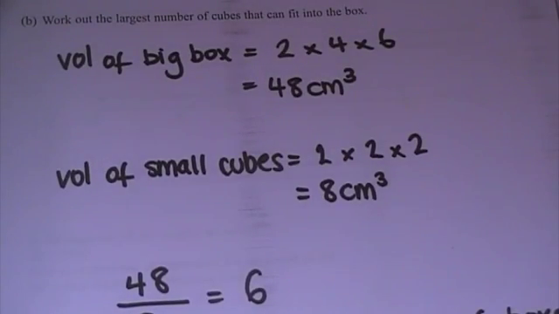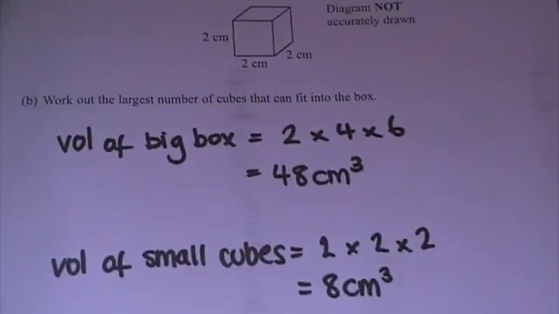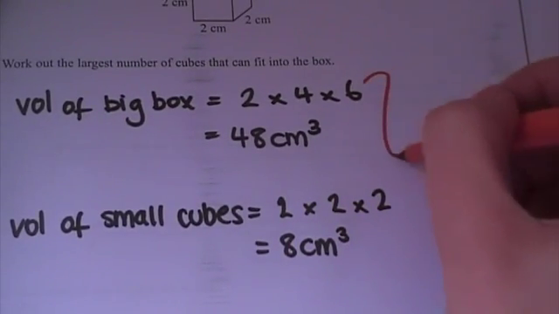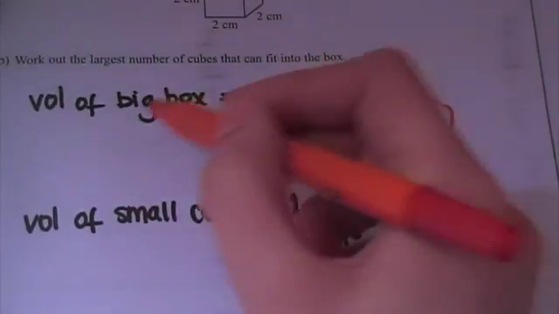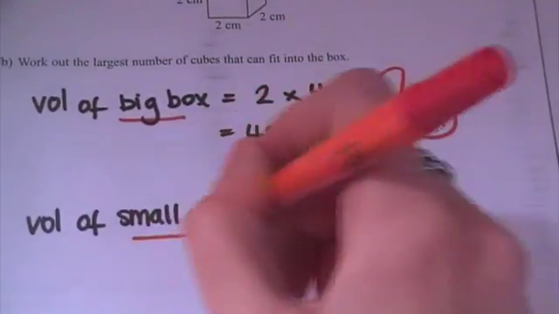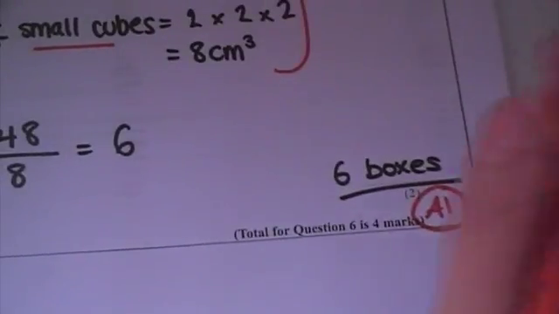So the mark scheme for this one is out of 2 marks. So mark scheme for question 6B. Your first mark is a method mark for these 2 bits here. So you only get 1 mark for working out the volume of the big box and the volume of the smaller one. And then your second mark is an answer mark for stating 6 boxes.